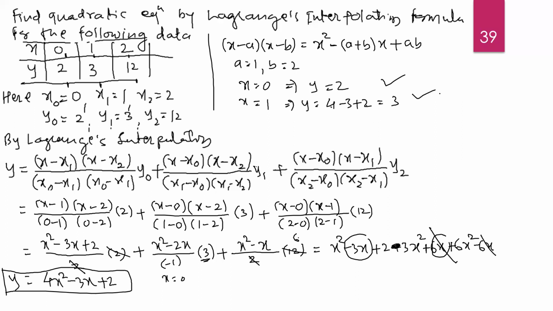The second is also correct. Now the next, put x equals 2. We want the 2. Let us see what we get. y equals, now 2 square is 4. 4 into 4, 16, minus 3 into 2, that is 6, plus 2. 16 plus 2, 18, minus 6, that is 12. We get the 12.